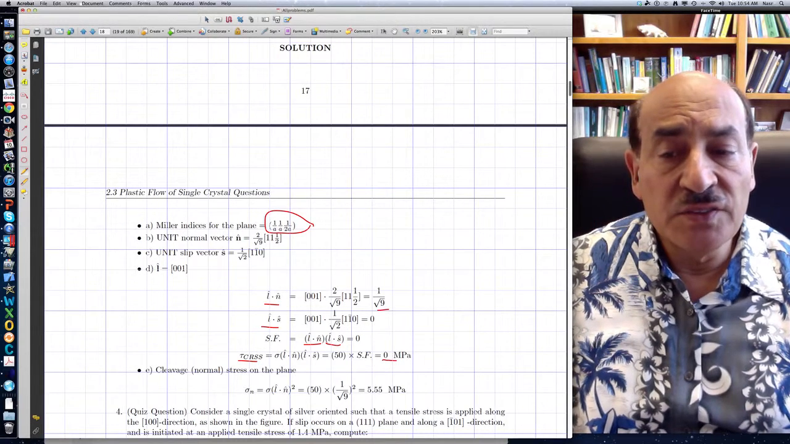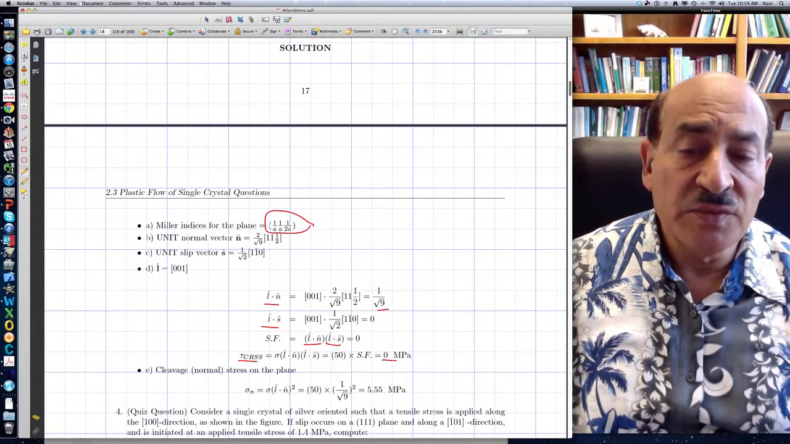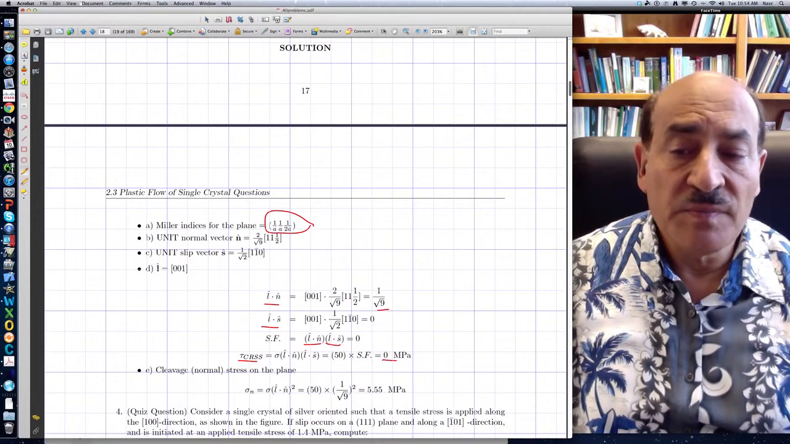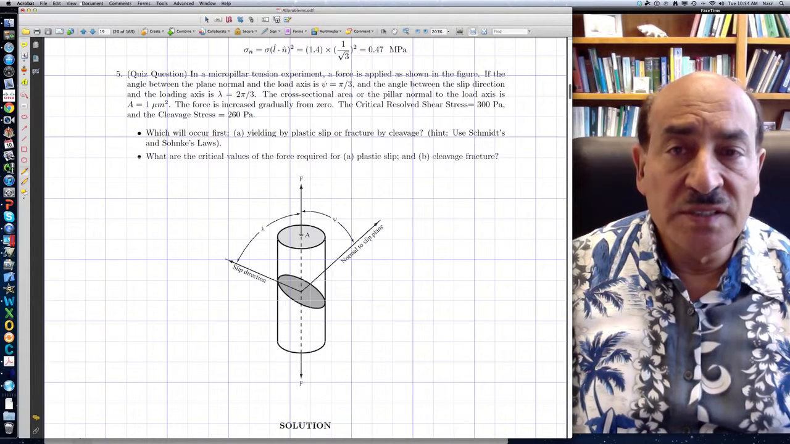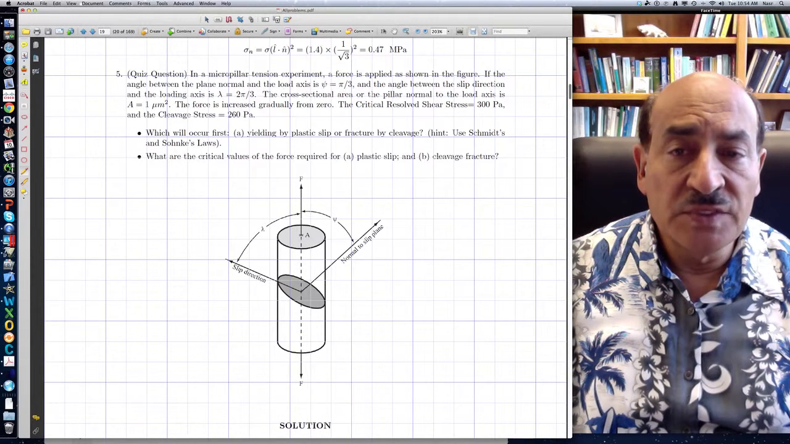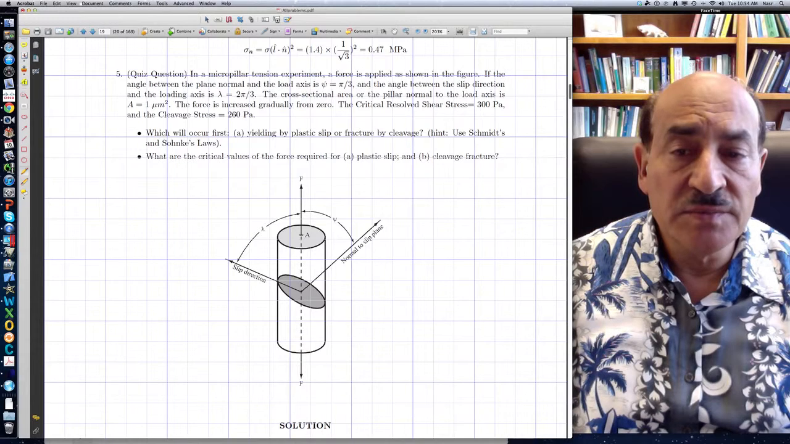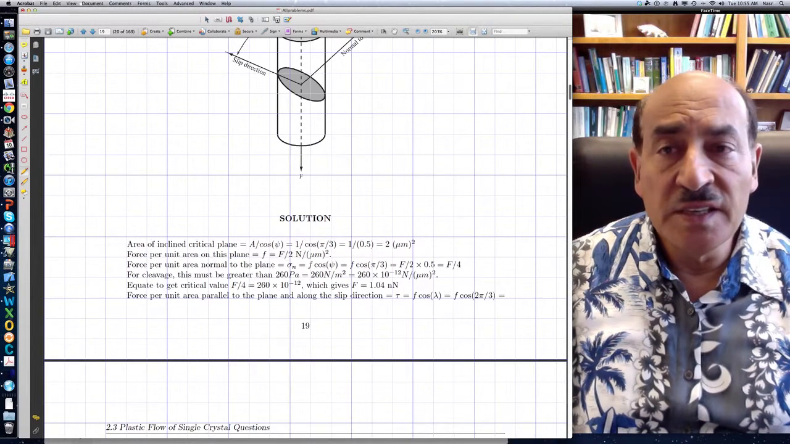On the other hand, if you're looking at the cleavage or normal stress on the plane, then you take sigma times cosine psi squared, which is (L dot n) squared. I wanted you to compare that to the figure that we have in the notes. We have lambda, which is the angle between the loading direction and the slip direction, and psi, which is the angle between the loading direction and the normal to the slip plane. Those are the ones we have in the notes in case we have a cylinder.